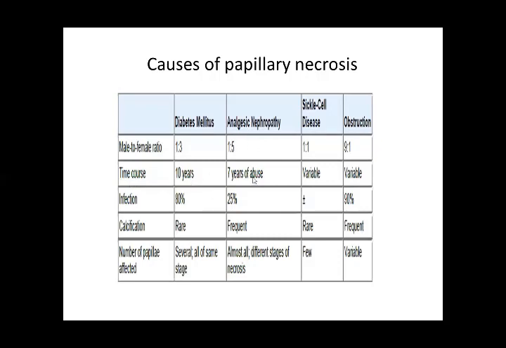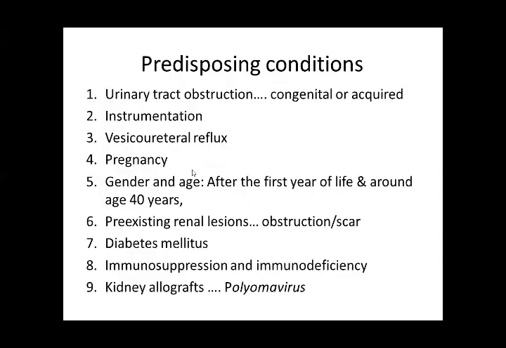Diabetes 10 years, analgesia is much earlier, right? Infection, 25% of infected people get papillary necrosis, but 80% of diabetics get papillary necrosis. Calcification is frequent in analgesic nephropathy, right? The number of papillae affected is almost all, at different stages of necrosis in analgesic nephropathy. Analgesics really play havoc in the body.